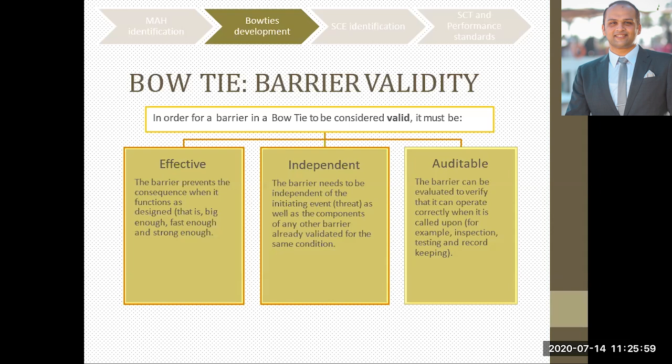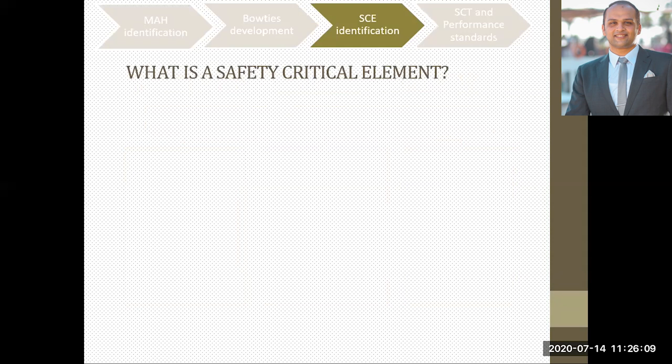And it has to be auditable at the end. Then it can be valid, and we can put it as a barrier, and then we can put it as a safety critical element. So again, the bowtie's target is to identify all of the barriers we have for the major accident hazards which we identified. And at the end, all of these barriers we identified, which are valid, will transfer by one means or another to safety critical elements.